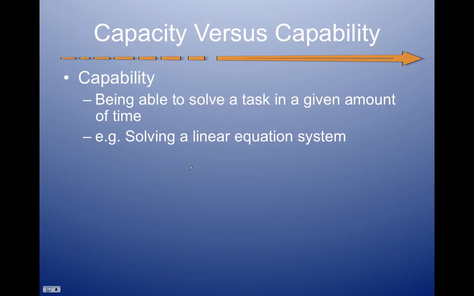You can consider two kinds of problems. The first one is a capability problem. That is, you want to solve a task by a given deadline. And in that case, you want to reduce the time of the task. Typically, if you want to solve a linear equation system, which happens a lot in scientific applications, you want that task to be done in a time that is reasonable compared to what you're trying to achieve.